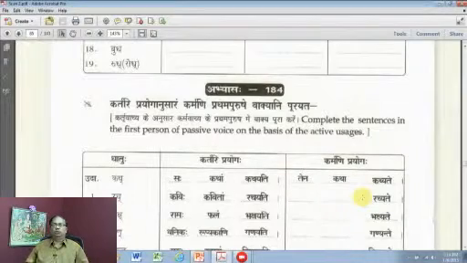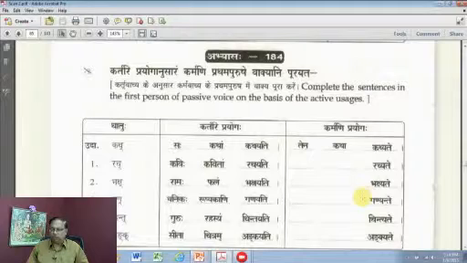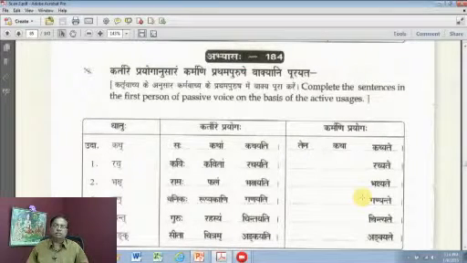When we go to some study of a story or some subhashita or whatever, then we can trace out all these things. Then Abhyasa 184, simple Abhyasa says: Kartari prayoganusaram karmani prathama purushe vakyani purayata. Now you fill up on the basis of this.